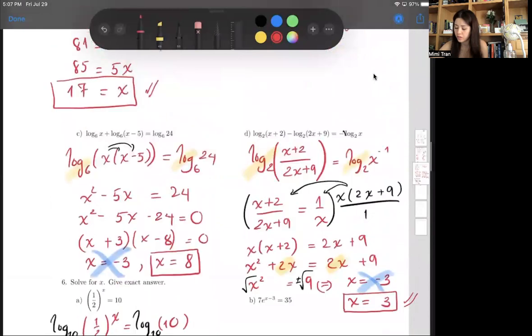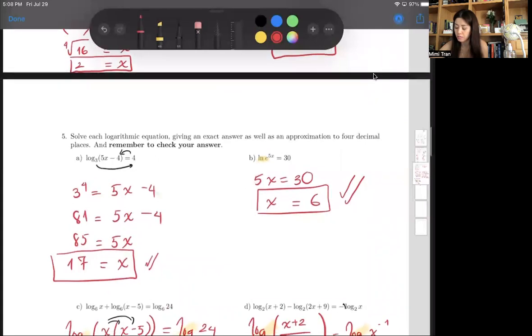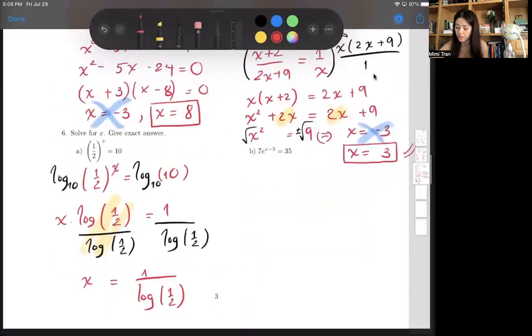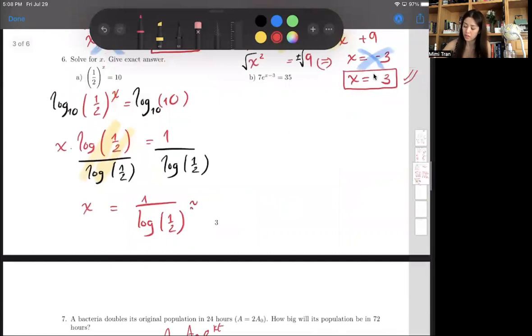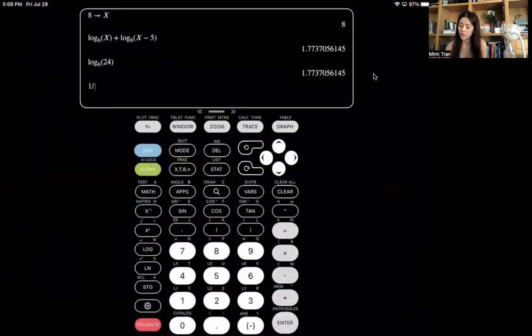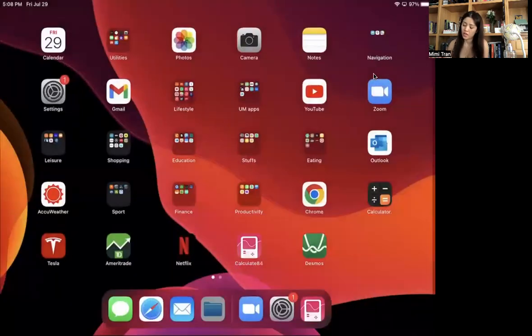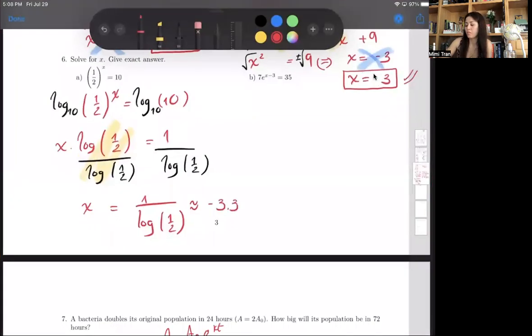Did I ask you to give decimal places? Maybe I should. Number 5, I think I messed up a little bit. I do ask for decimal places, I just didn't put it there. So 1 over log 1/2. 1 divided by the log base 10 of 0.5, negative 3.3219. Negative 3.3219.